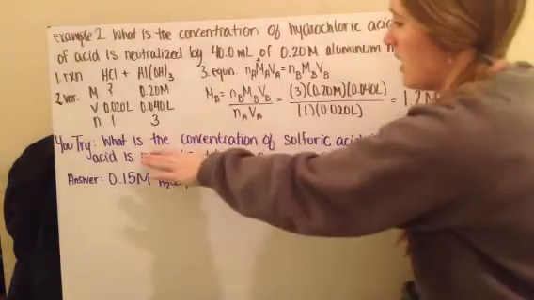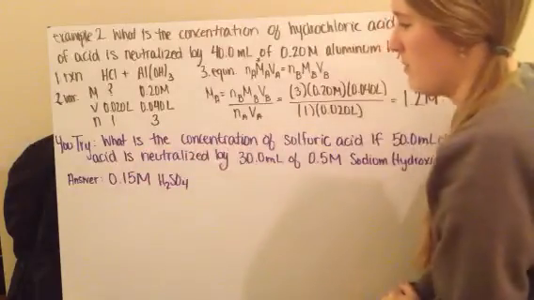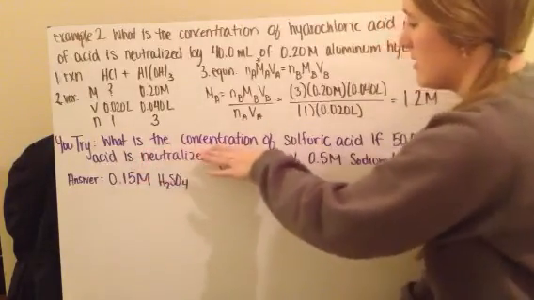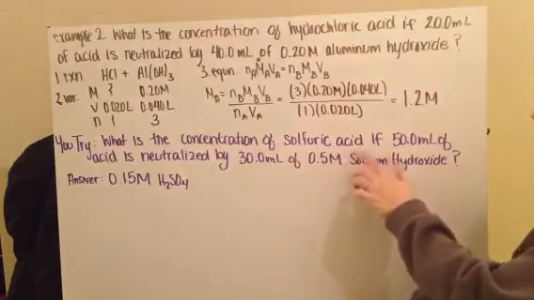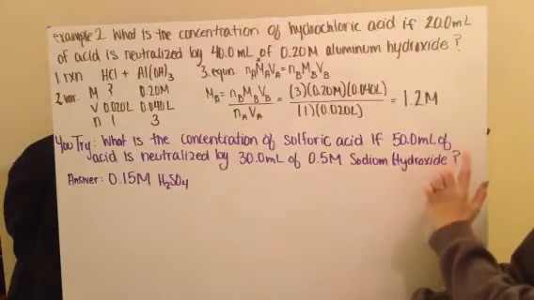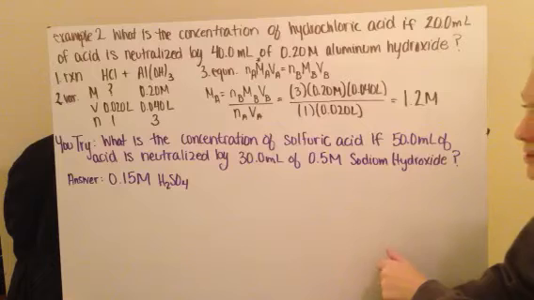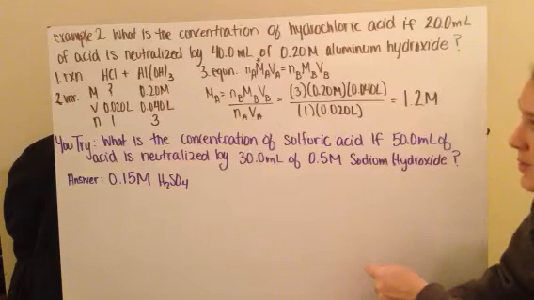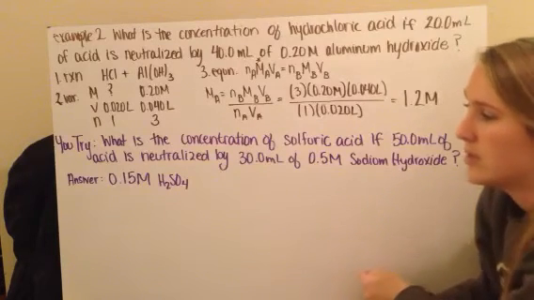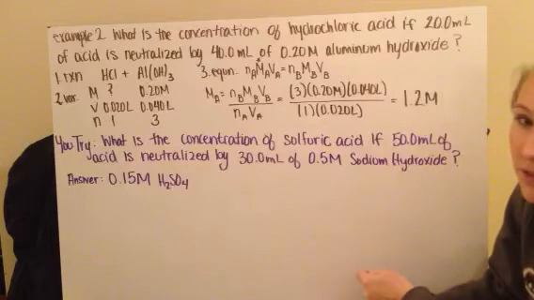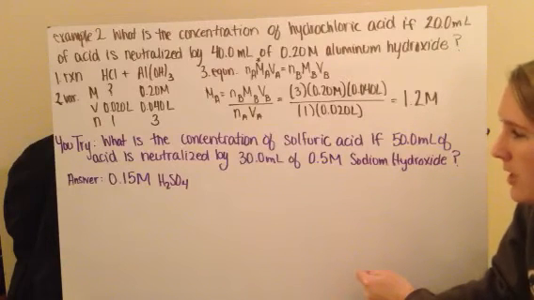Go ahead now and try to do the next practice problem, finding what is the concentration of sulfuric acid if 50 milliliters of acid is neutralized by 30 milliliters of a 0.5 molar sodium hydroxide solution. Again, follow the same steps as I illustrated above. You should get an answer of 0.15 molar sulfuric acid.